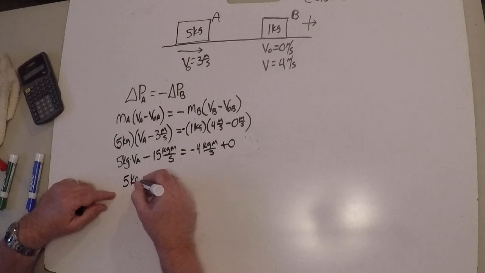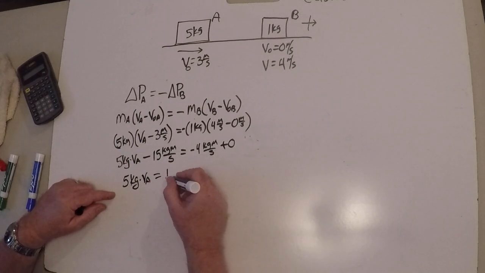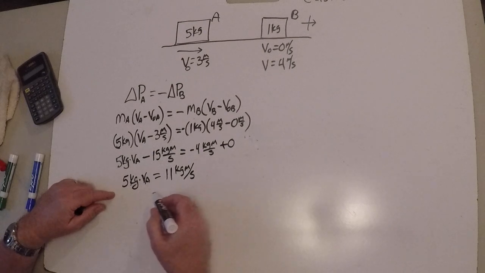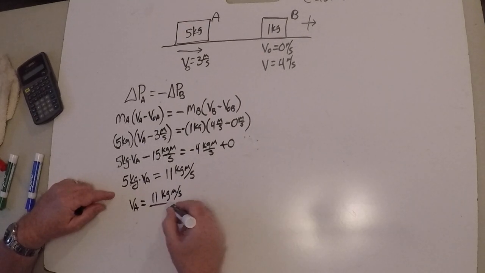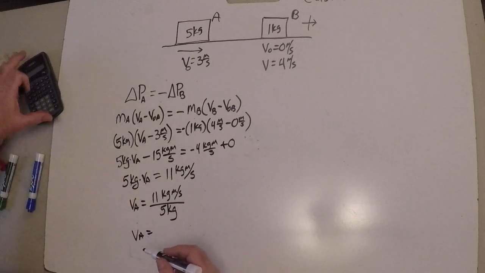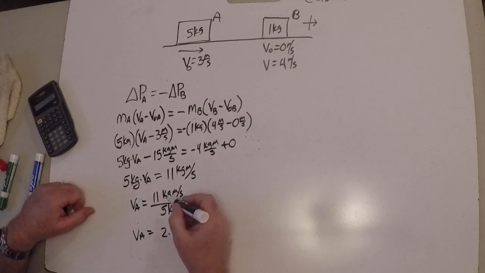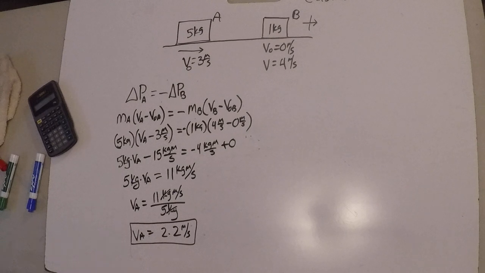That would give me 5 kilograms times the velocity of A is equal to, so 15 plus negative 4 is 11 kilogram meters per second. And then if I divide both sides by 5 kilograms, I'll get the velocity of A by itself. That's what I'm looking for. So I get 11 kilogram meters per second divided by 5 kilograms. So the velocity of A then comes out to be 11 kilogram meters per second divided by 5 kilograms, which is 2.2. And notice that the kilograms will divide out, so that is meters per second. So that is how I could solve this elastic collision using the opposite impulses.